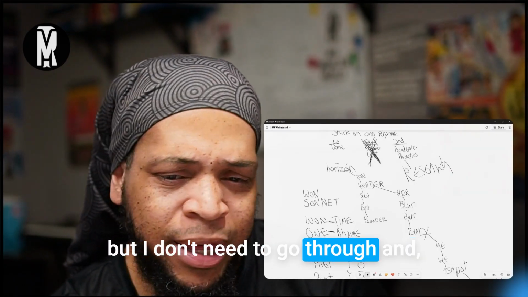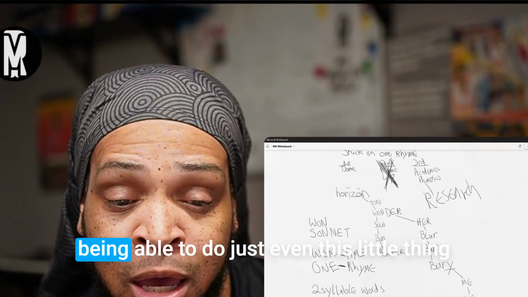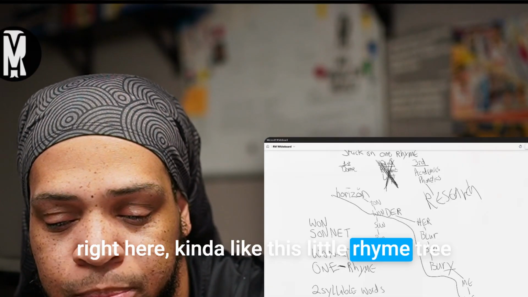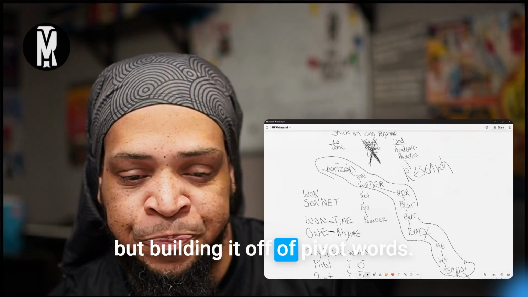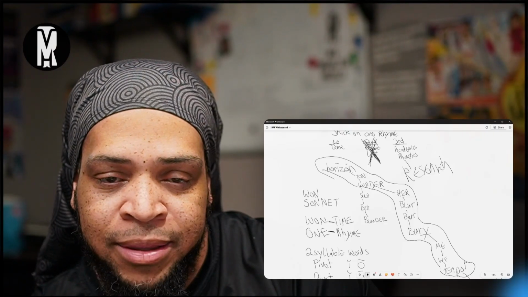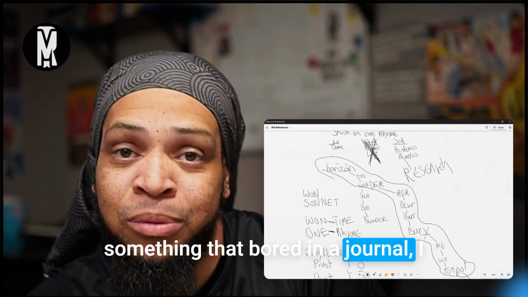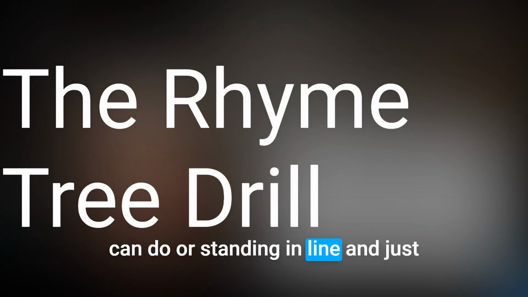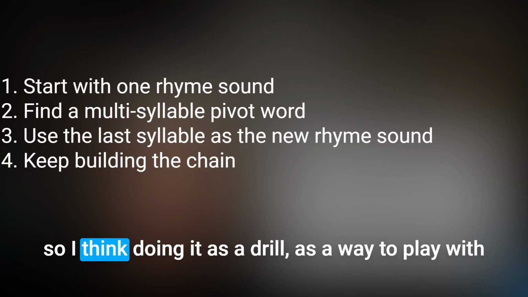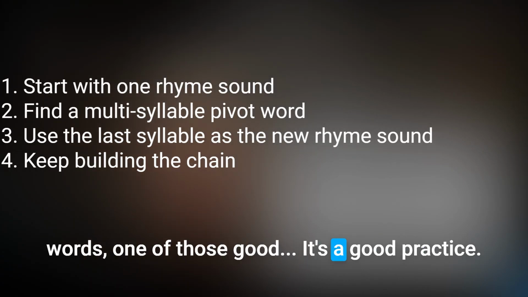But I don't need to go to a rhyme dictionary and just start looking through rhyme lists. Being able to do even this little thing right here, this little rhyme tree, but building it off of pivot words, that's a fun drill on its own. Something I can do in a journal, or standing in line, and just make a list and type it into the phone. So I think doing it as a drill, as a way to play with words, is good practice.